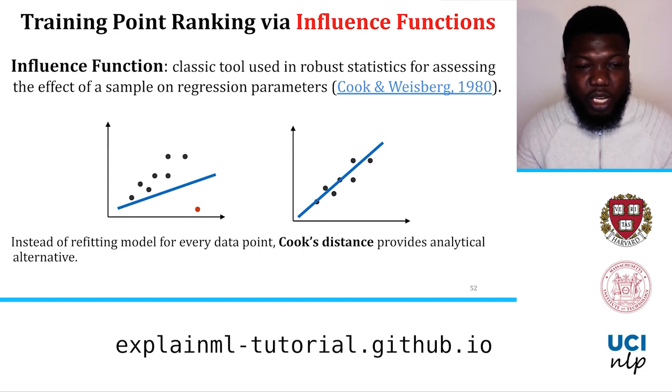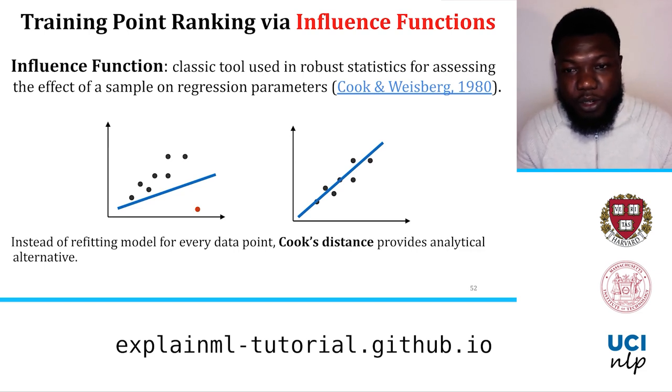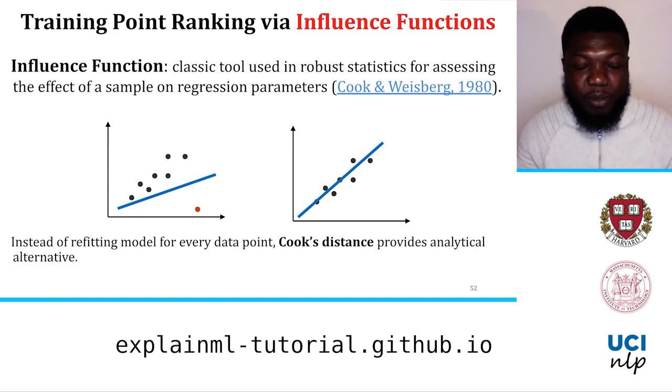In the schematic that we're showing here, on the left you have a bunch of data points where we fit a linear regression model. You can see that because of the outlier red point, the regression fit compensates for it and tries to incorporate it in the model. If you remove this data point and refit your regression line, you see that you have a different fit. Here you can say that the red outlier point has a high influence on the regression parameters. Cook and Weisberg offered an analytical formula for deriving the influence of a data point instead of refitting the model without that data point. This is a classic tool called Cook's distance that is used very widely in the linear regression literature.